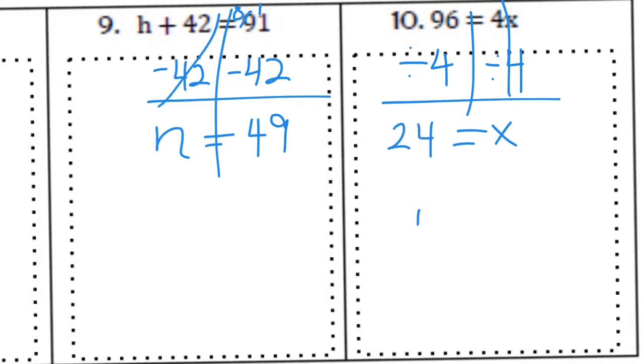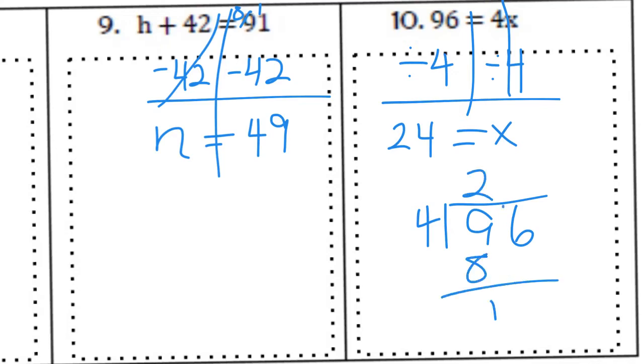And if you weren't sure about that, you could do your short division just like that. Okay, so 4 goes into 9 twice, which is 4 times 2 is 8. You're left with 1. So this becomes 16. 4 goes into 16 4 times. Okay, so that's where the 24 came from.